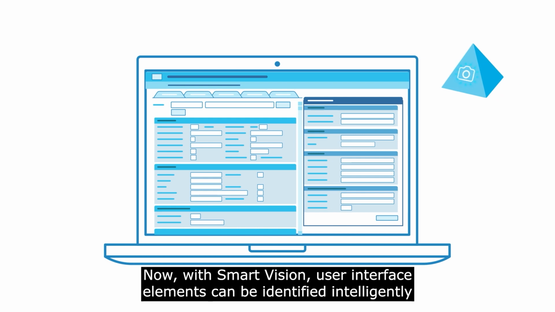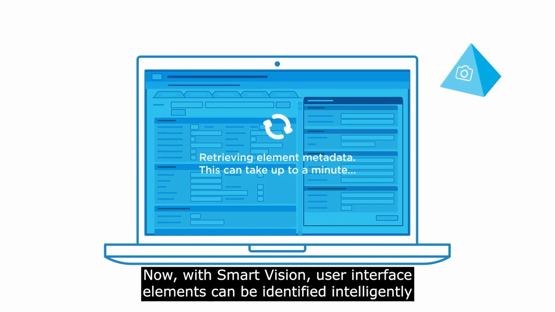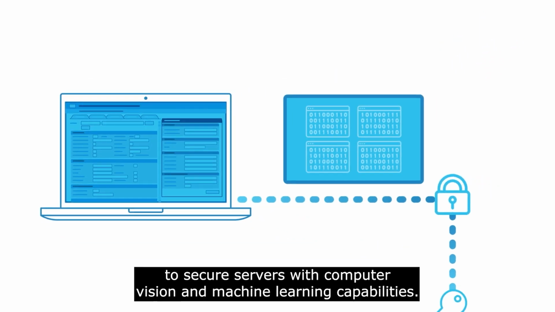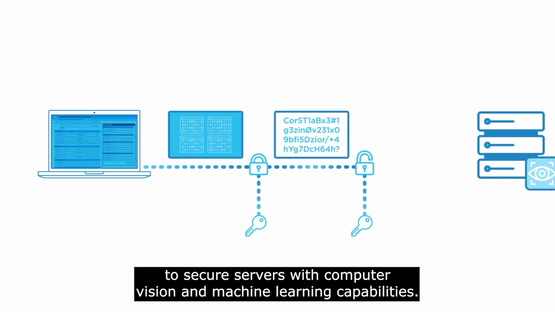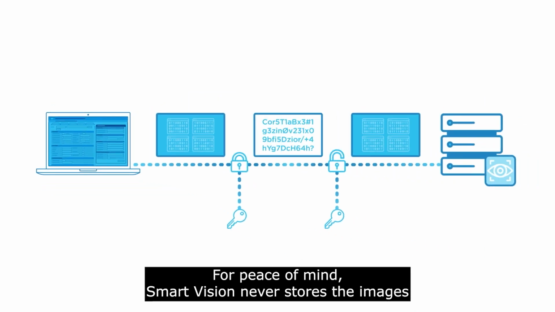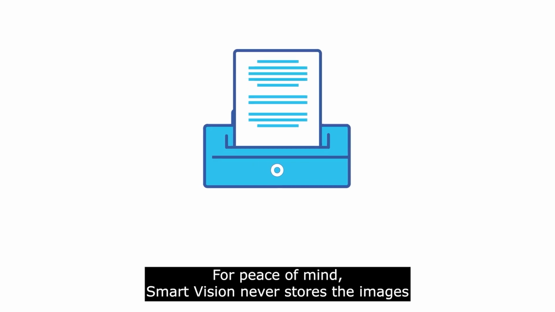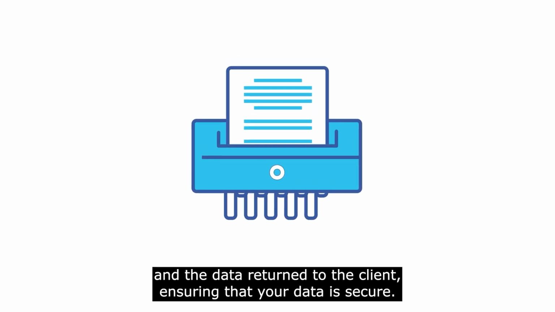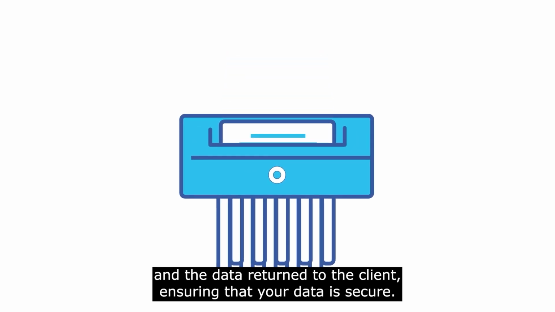Now, with Smart Vision, user interface elements can be identified intelligently by connecting to secure servers with computer vision and machine learning capabilities. For peace of mind, Smart Vision never stores the images and the data returned to the client, ensuring that your data is secure.